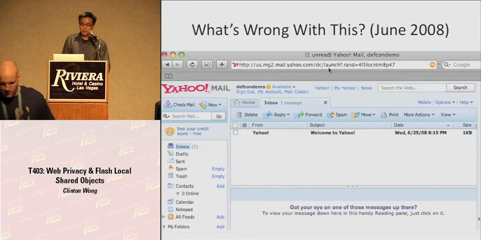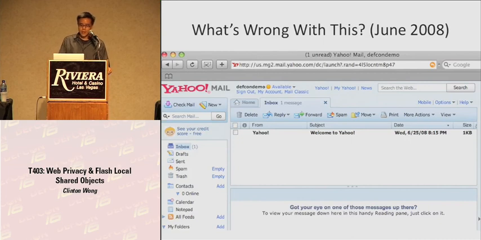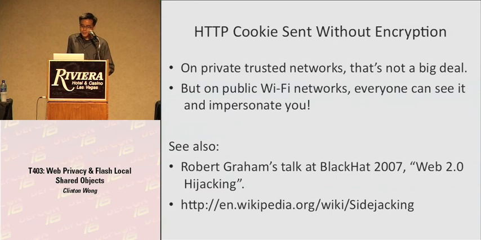Okay, so what's wrong with this? Chances are this is something a lot of people use. This is Yahoo Mail. It's really similar. So basically, this is something that was talked about last year at Black Hat, and there's a technique called sidejacking. On a regular trusted network, the data between you and Yahoo is pretty much private, but if you're on something like a Wi-Fi connection, well, everyone can see the traffic.